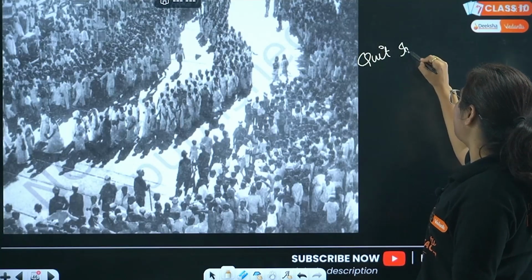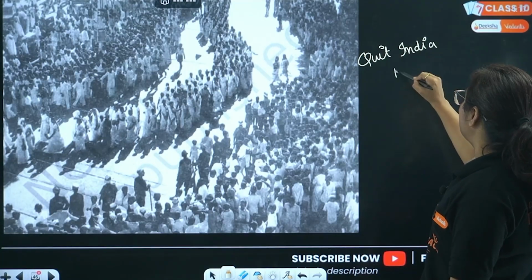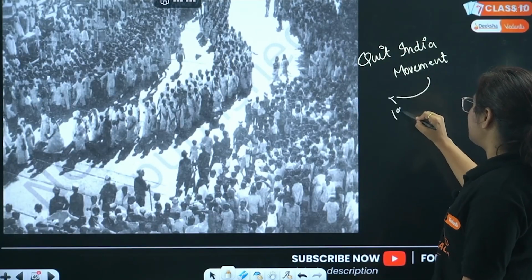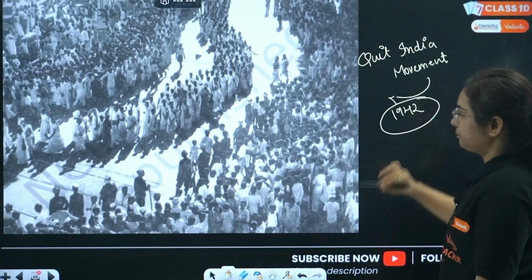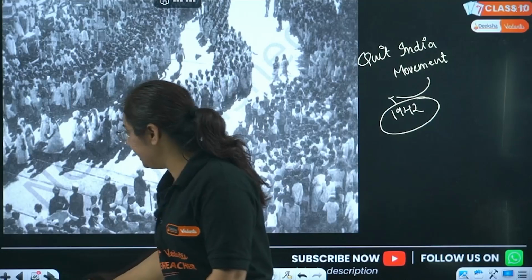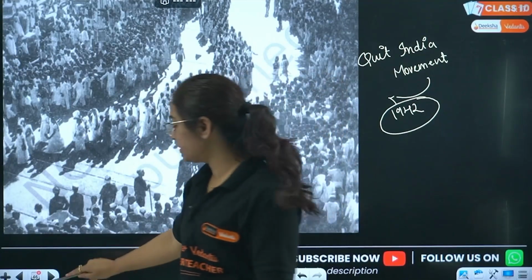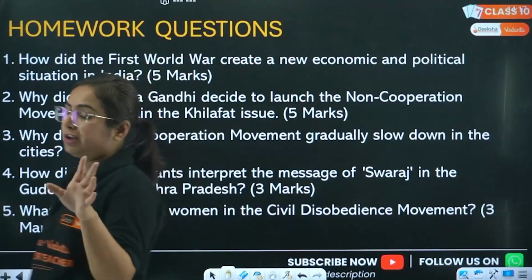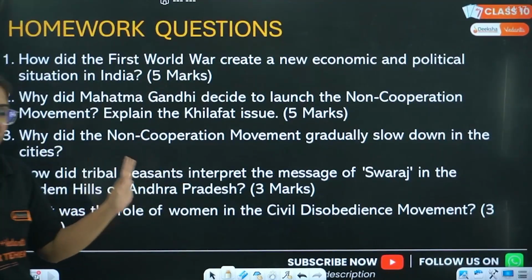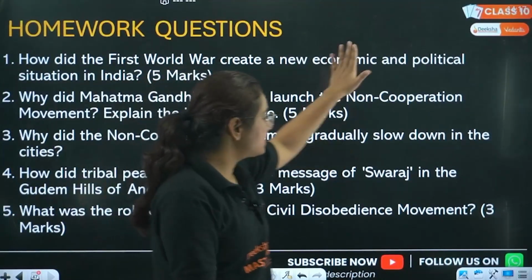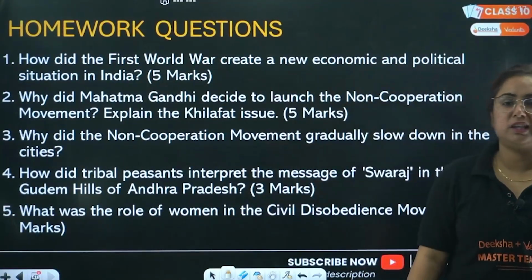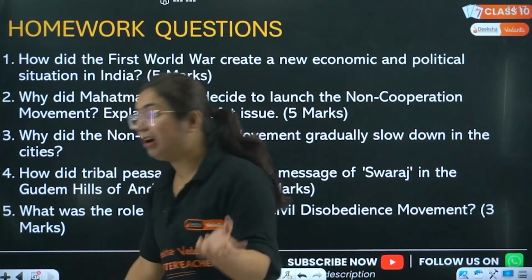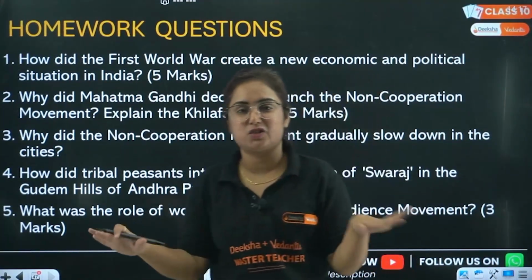Now this picture is taken from the Quit India movement. You will find a big box where this event of 1942 is represented. This is very, very important. You have to read that. If someone is giving you the advice that questions do not come from boxes, do not take it. And at last, here are some homework questions, and you might be thinking, ma'am, a lot of questions were there in between. No issues. We will solve all these questions and ace this chapter.